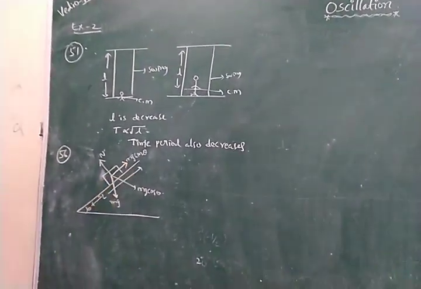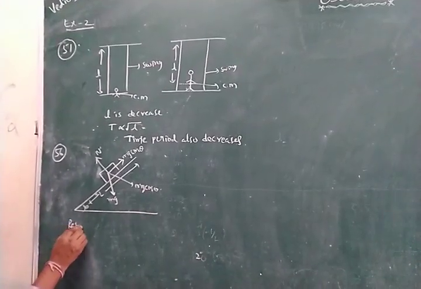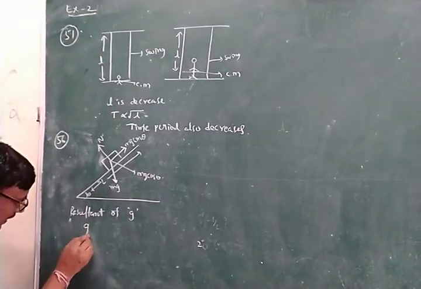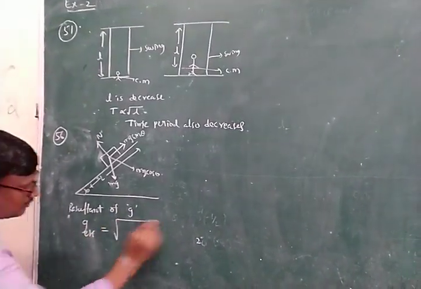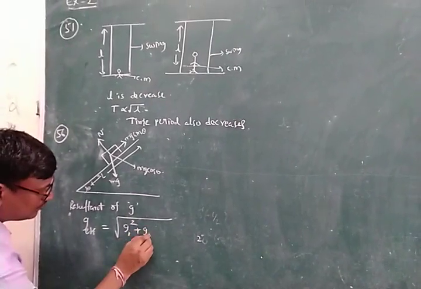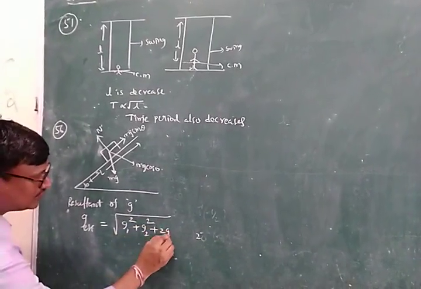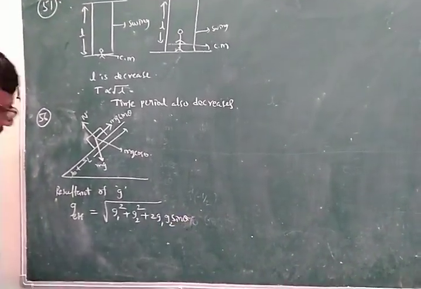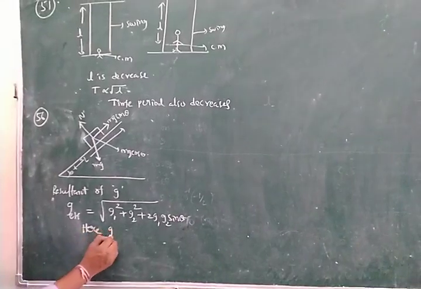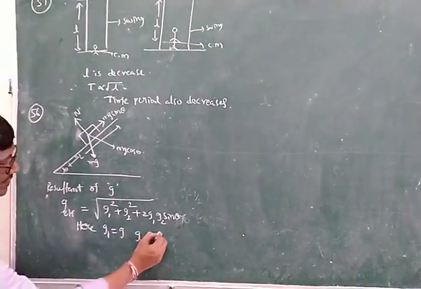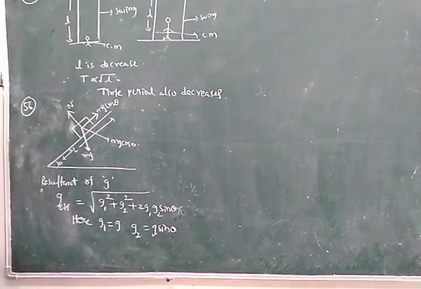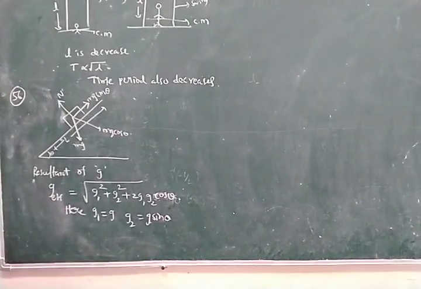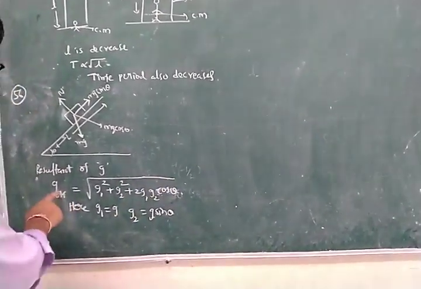Then we can find the resultant of g. g effective is equal to the square root of g1 square plus g2 square plus 2 g1 g2 cos theta. Here g1 is equal to g and g2 is equal to g sin theta. Now we can substitute the values here.